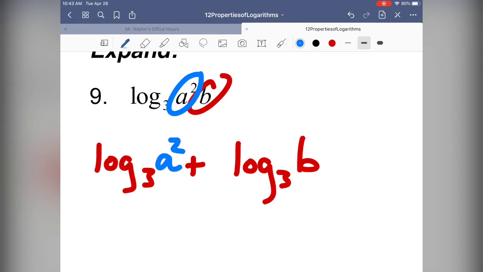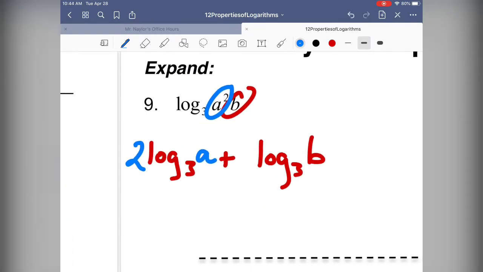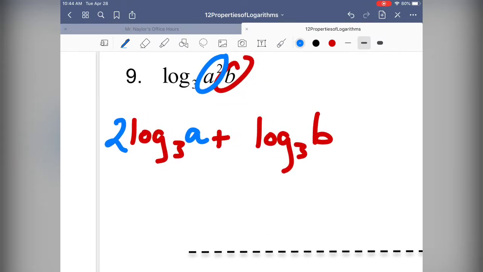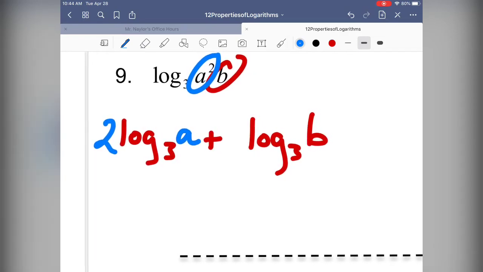Now, as I did on the front of the paper, if you'd like to save yourself a little bit of time, you know that that square is going to end up out front anyway. So anytime you see an exponent, you can even write that as a coefficient, and you got yourself your final answer. 2 log of a plus log of b.